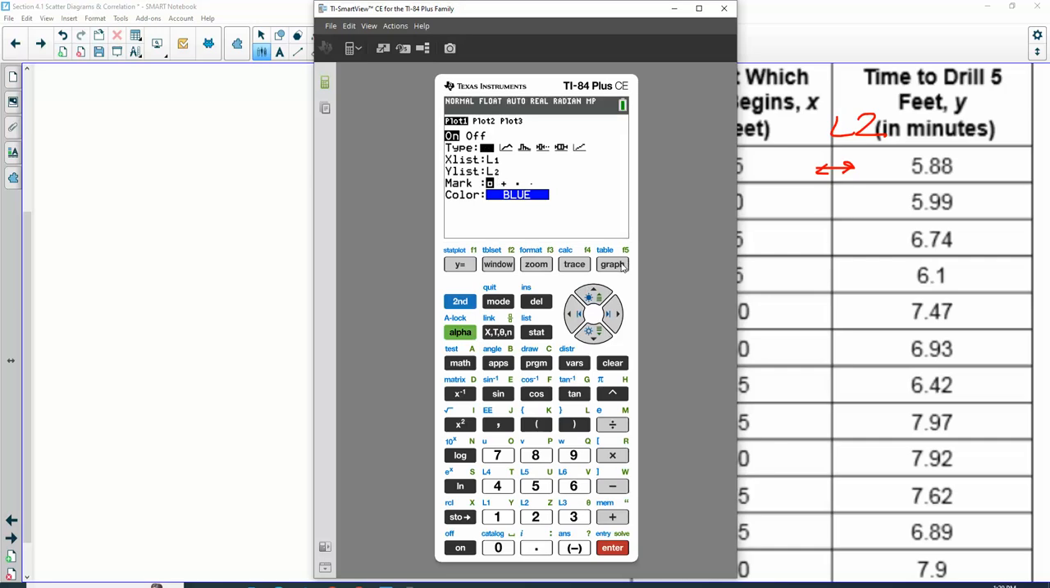Now if you just go to your graph, you're probably not going to see it, so we need to tell it where to look, so just hit zoom, and it's number 9, zoom stat. It'll take us to where our data is. So we should have a graph that looks like this.